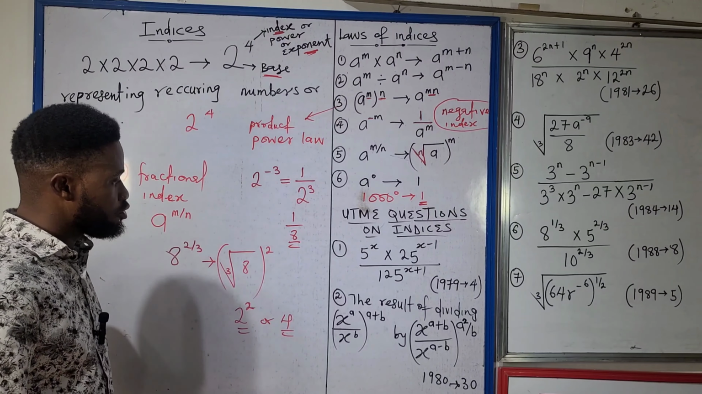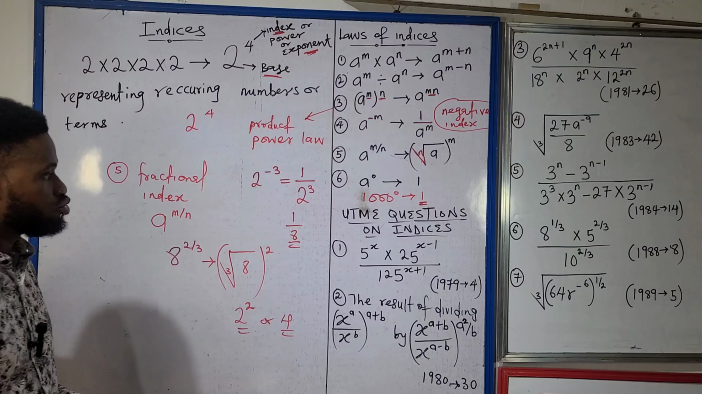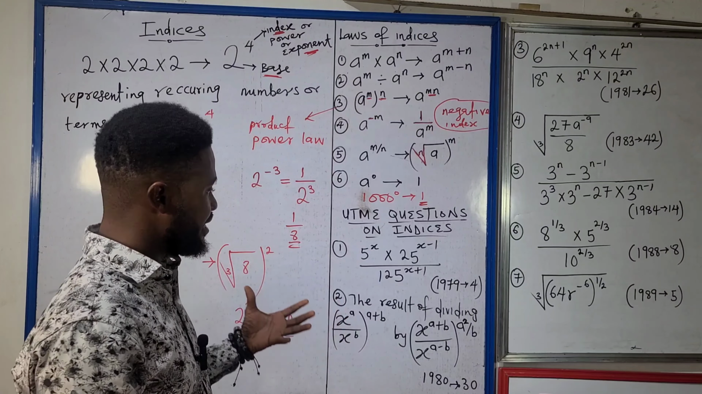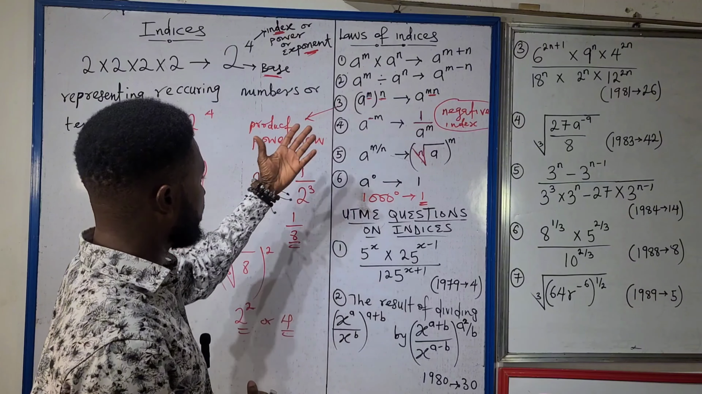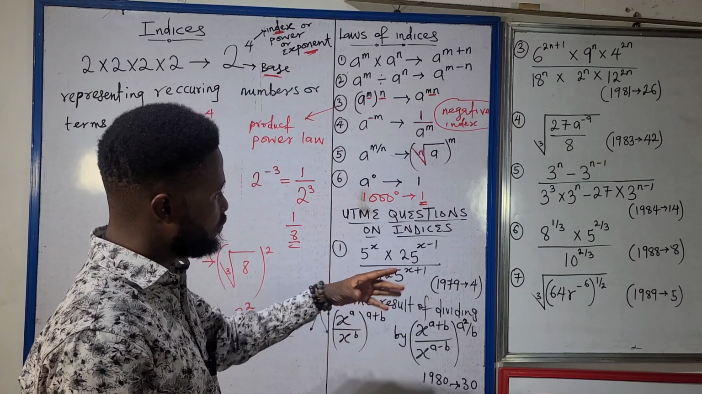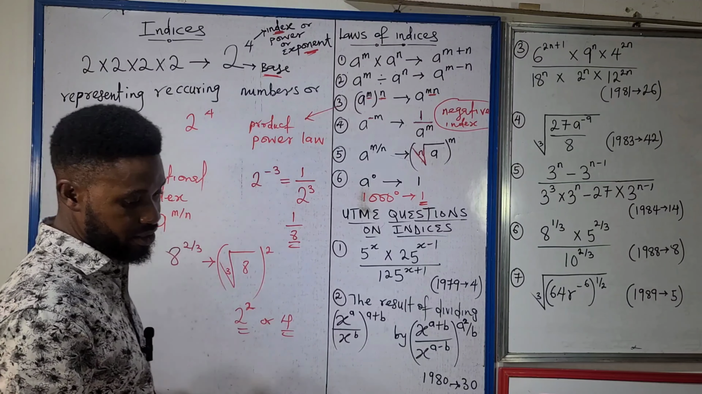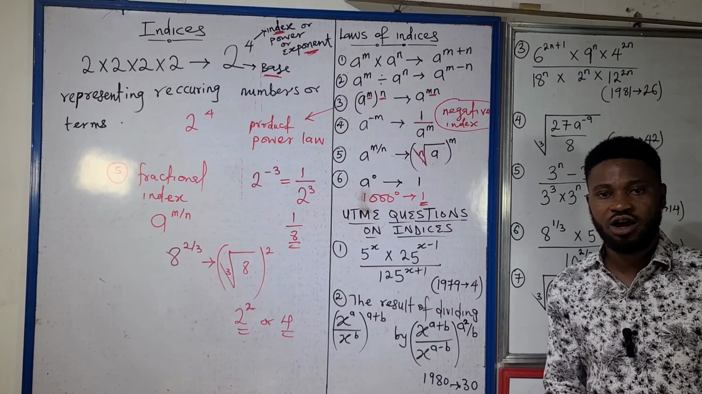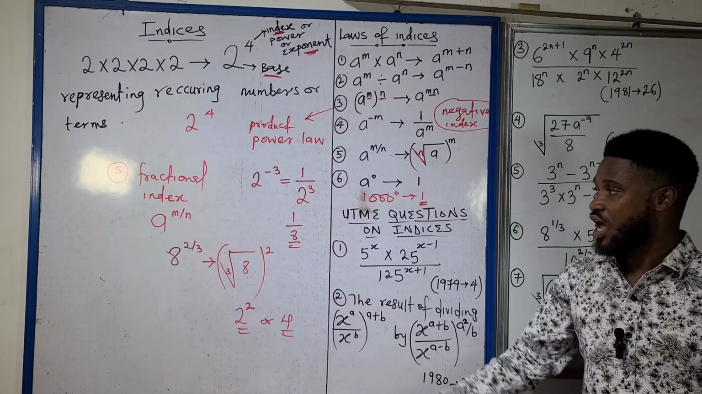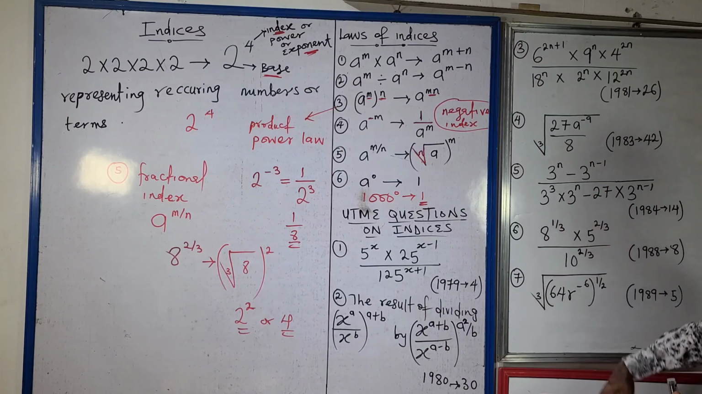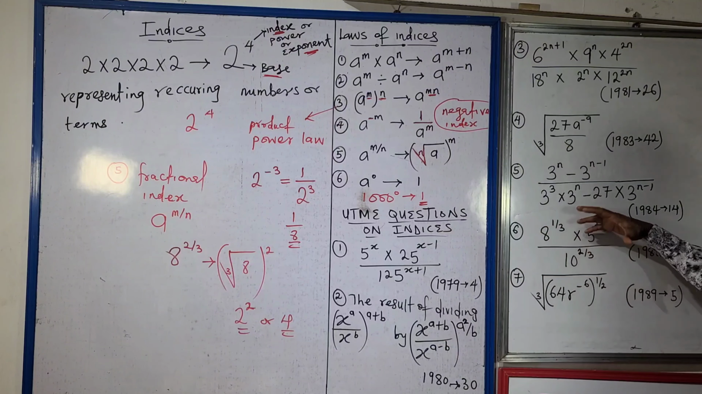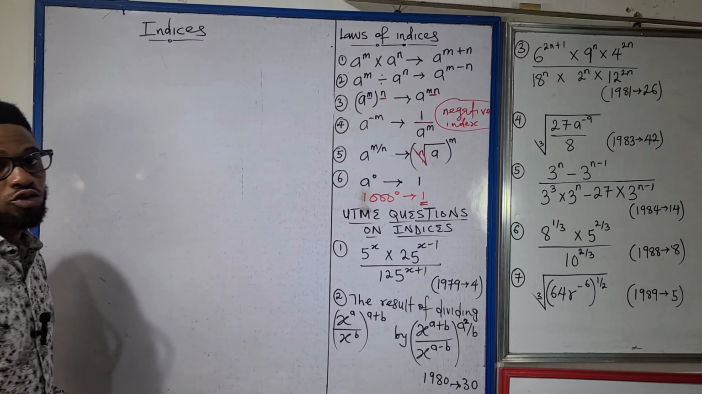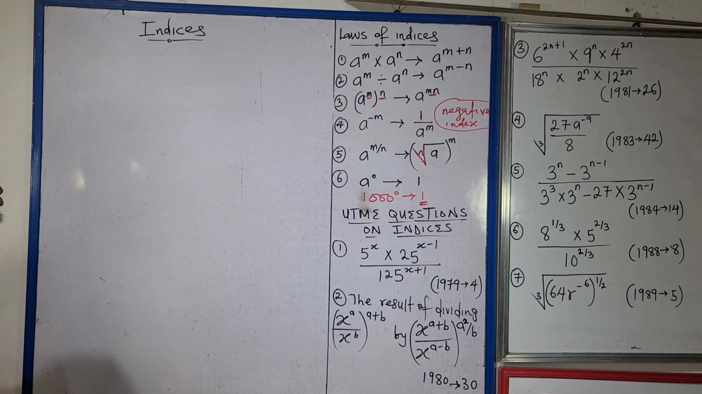So without much ado, we quickly move into UTME questions. Yes, UTME questions on indices, and we try to use the laws to solve expressions involving indices. Then subsequently, we move into what we call exponential equation. But for now, it is time to solve the first 7 questions we have here. They are all UTME past questions. We quickly use the laws to solve them. So moving on, let's quickly look at the first question.